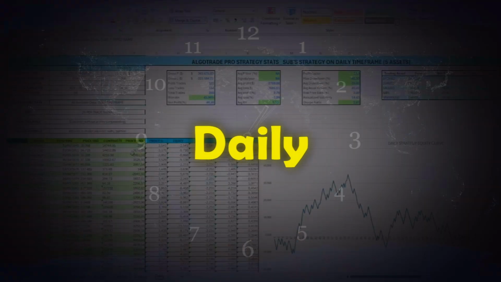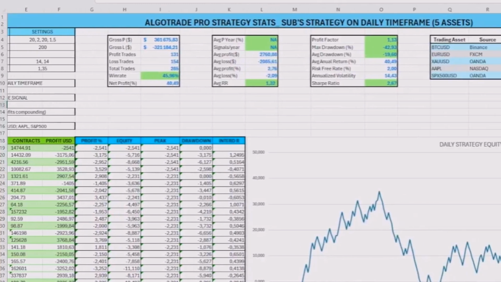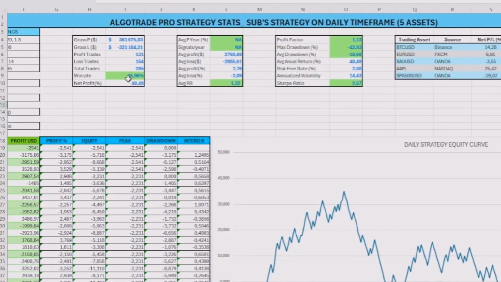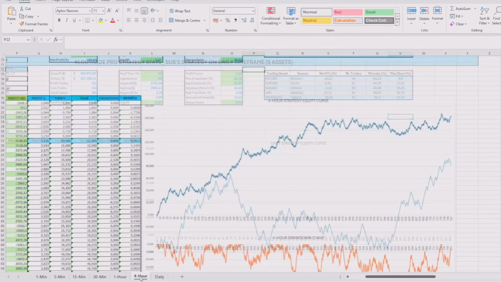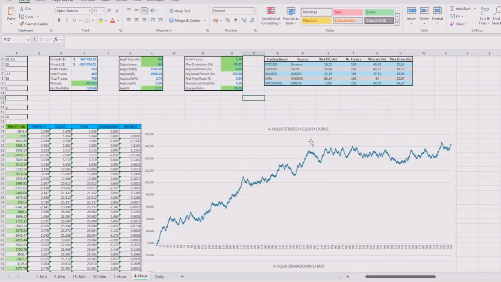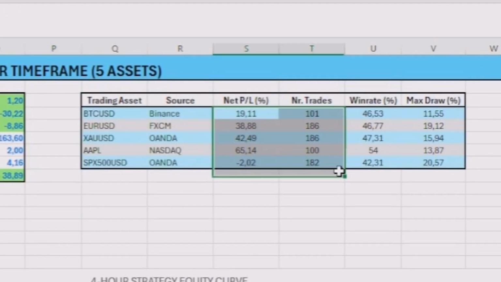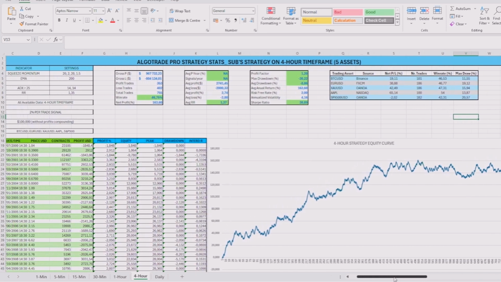Finally, on the daily time frame, the results were similar to the 1 hour time frame, profitable but not very efficient. So, according to these results, it seems like the 4 hour time frame can be a good one to apply this strategy to achieve consistent and profitable results.